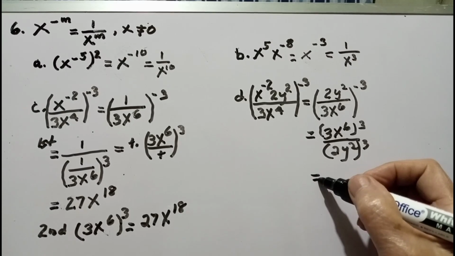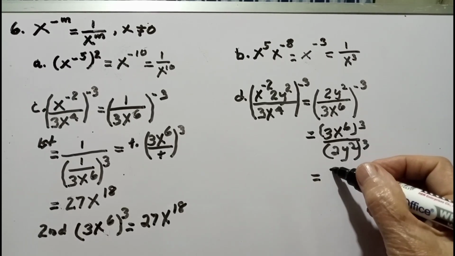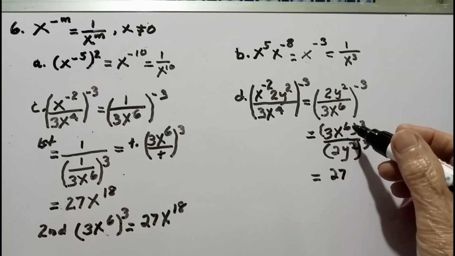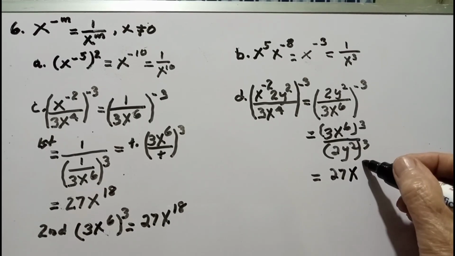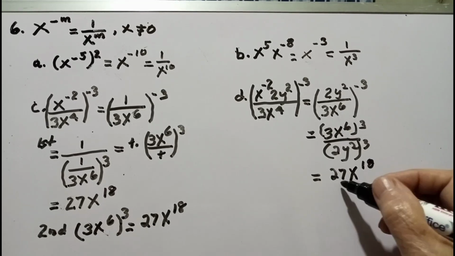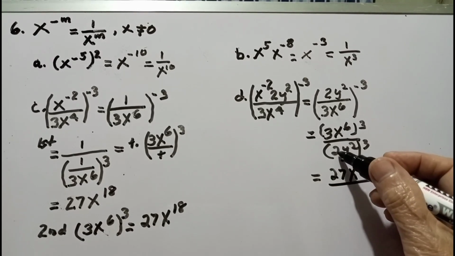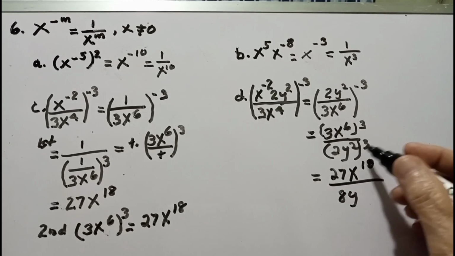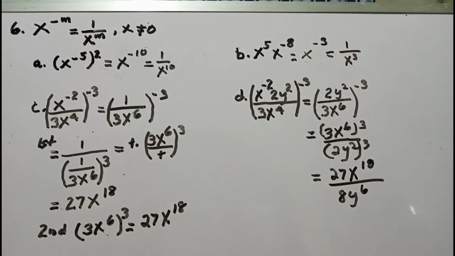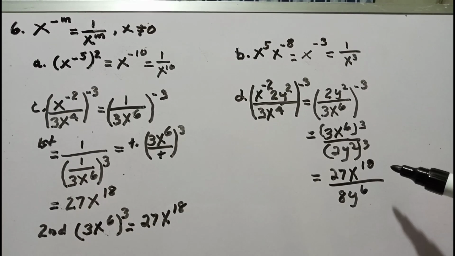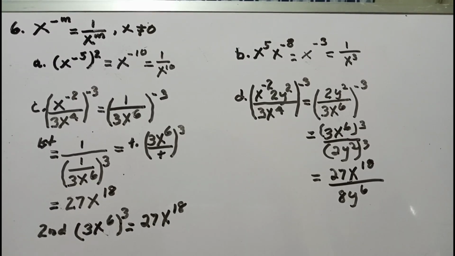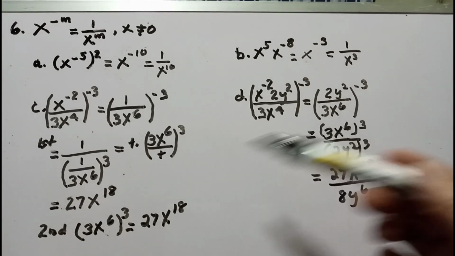So the answer is 3 times 3 times 3 is 27. x to the 6 times 3 is x to the 18. Then over 2 times 2 is 4 times 2 is 8, times y, 2 times 3 equals 6. So the answer is 27x to the 18 over 8y to the 6.